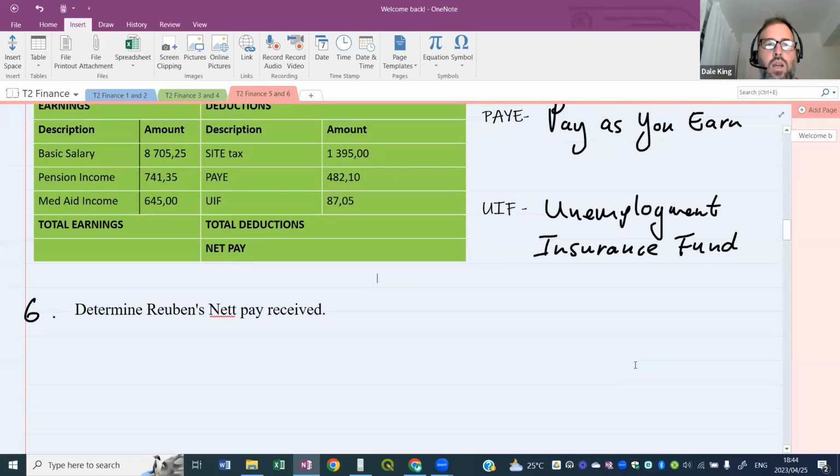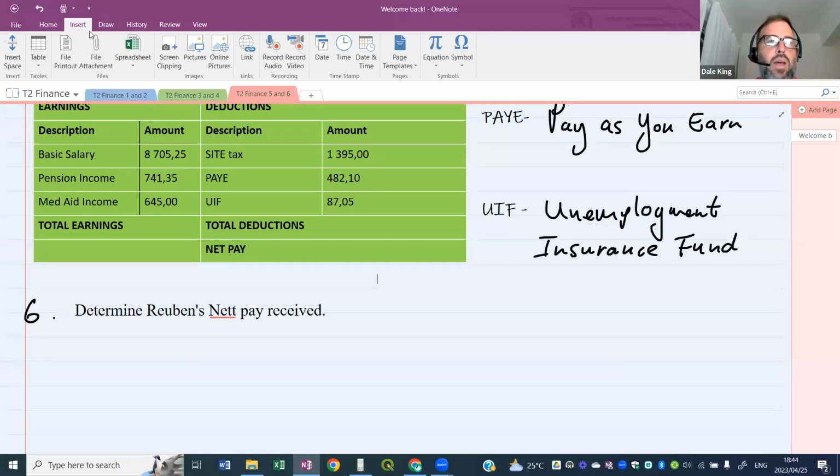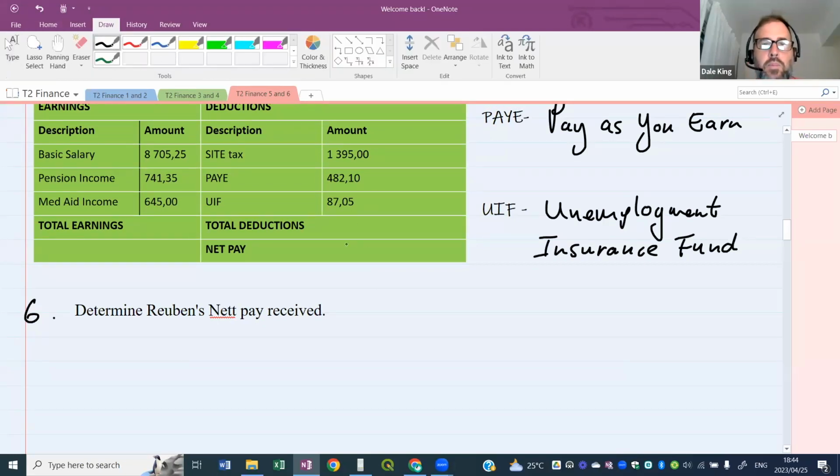We need to work out what is the net pay, which is this thing at the bottom here. Can anyone tell me how we're going to work this out? How are we going to find out net pay? Who would like to unmute and speak to us and help everyone else out there, how are we going to determine the net pay? Well, anyone want to talk to us and help us out here? Anybody? Is there anybody out there?